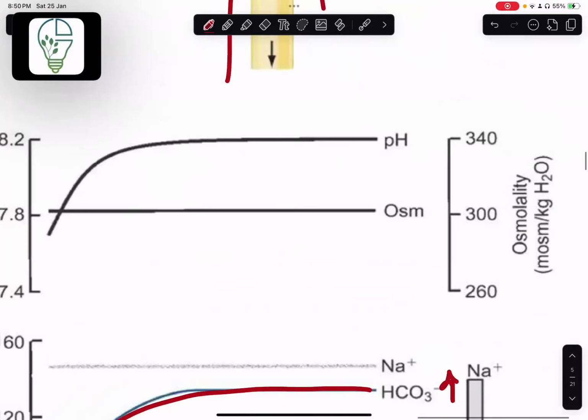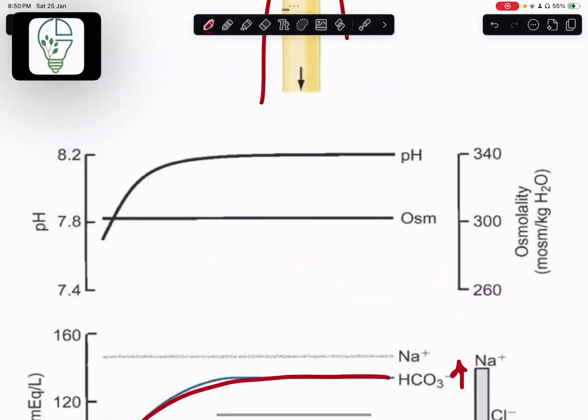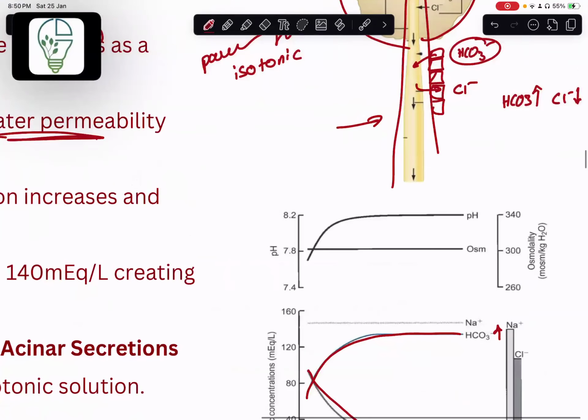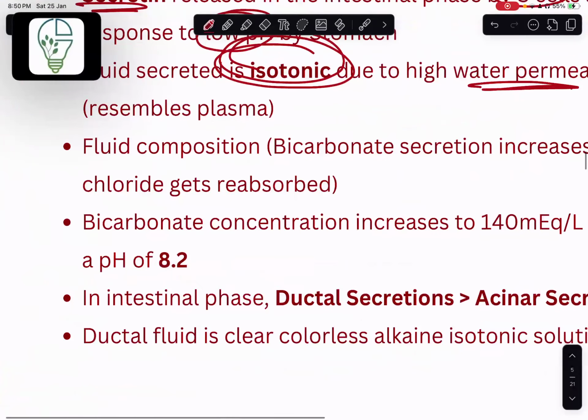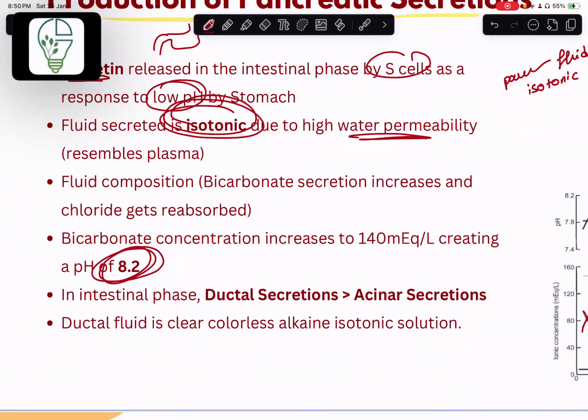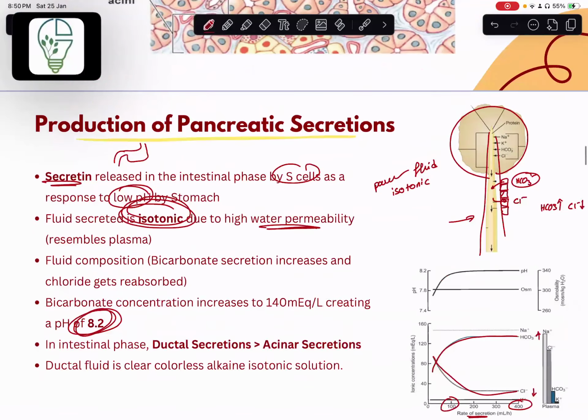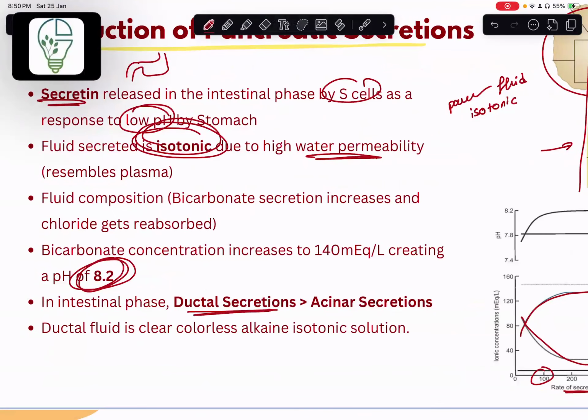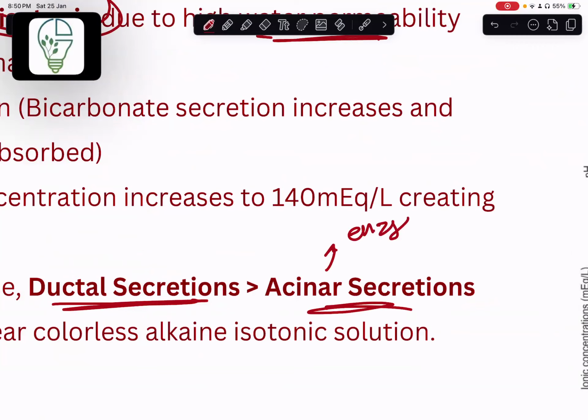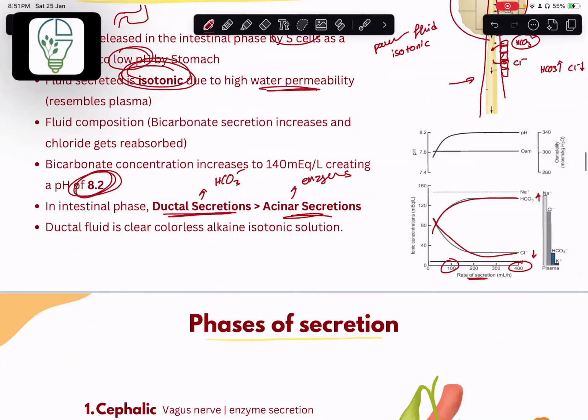And we can see here the osmolality of the fluid does not change, but the pH changes. The pH increases as you are secreting more bicarbonate, inducing a more alkaline environment, neutralizing the chyme. Here, a very important number, 8.2. In the intestinal phase, in summary, we have more ductal secretions than acinar secretions. What are the acinar secretions? Enzymes. What are the ductal secretions? Bicarbonate. So we have more ductal secretions.